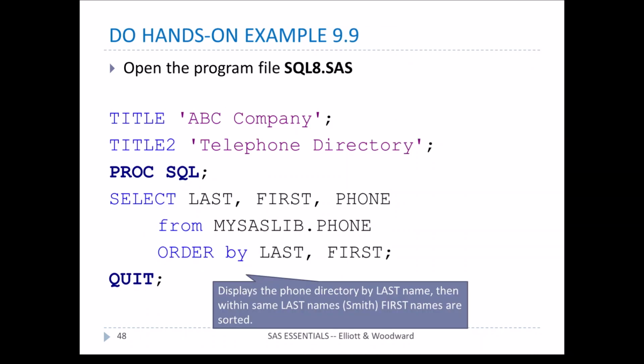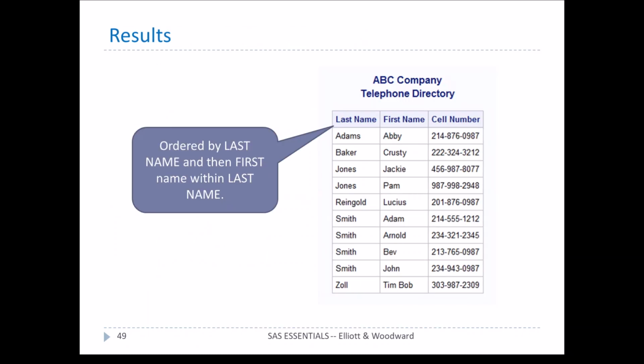So let's take a look. Open the program file SQL8.SAS, and here we have a little telephone directory for an ABC company, and we have the same code that we just saw earlier, where we're going to order by last, comma, first. And here we have our results. So we notice that this is ordered by last name from Adams to Zoll. And then notice there are 2 Joneses, and then within Jones, Jackie and Pam are in alphabetical order, and also Smith, Adam, Arnold, Bev, and John are alphabetized within Smith. So that's how that would then work.